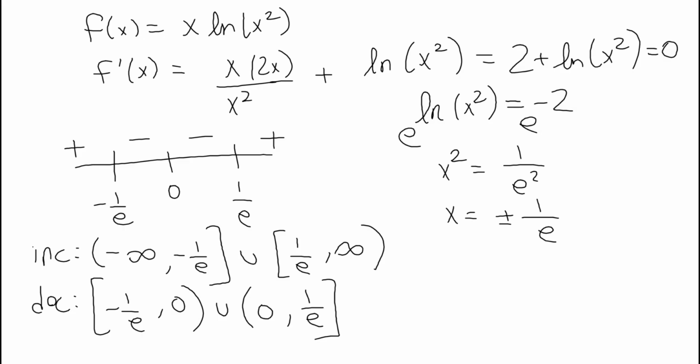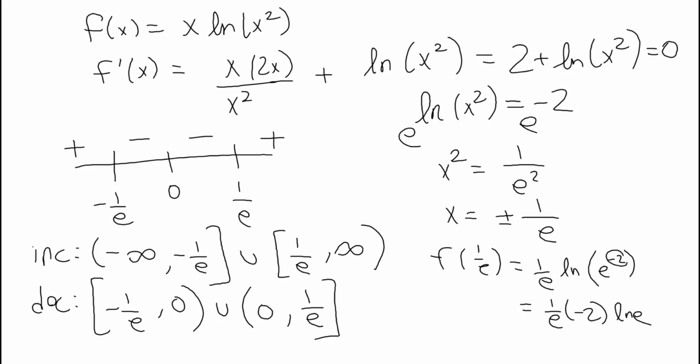And we need to plug in 1 over e back into our original function to find what these maxes and mins actually are. So f of 1 over e is going to be 1 over e times the natural log of 1 over e squared, or the natural log of e to the negative 2, which just ends up being negative 2 over e, because we can bring out the exponents from inside the logarithm. It's 1 over e times negative 2, times the natural log of e. So this is just negative 2 over e.